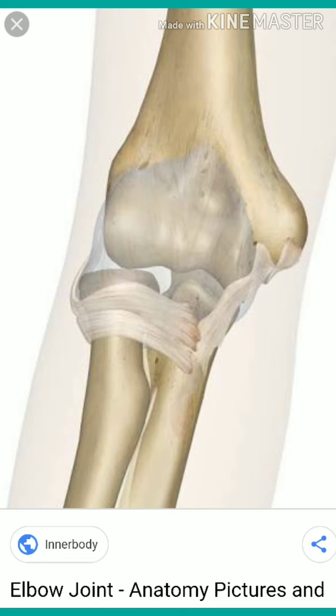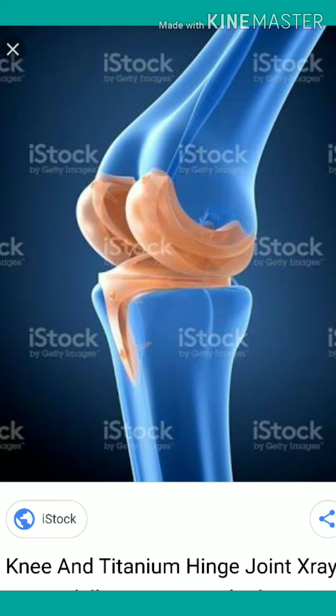The elbow is also a hinge joint. This is a diagram of the elbow. See carefully. You know that the elbow has a hinge joint, and this is the knee. The knee also has a hinge joint, just like the hinge of a door. See this diagram carefully.